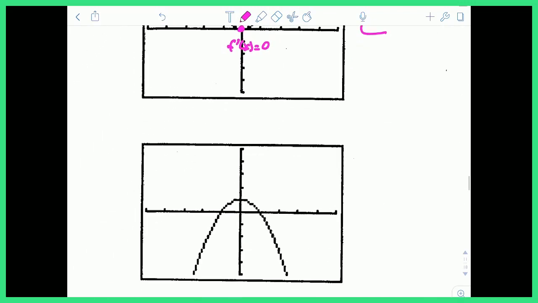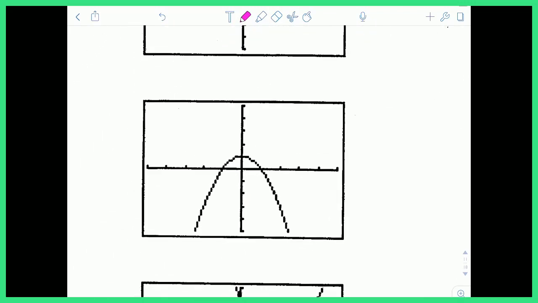The next one, we have an increasing function from negative infinity to 0. So this is a positive derivative, since it's an increasing function. We then have a 0 here. It's a relative max specifically. So this should be when f prime of x equals 0.